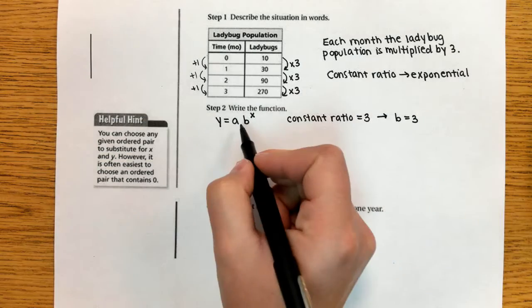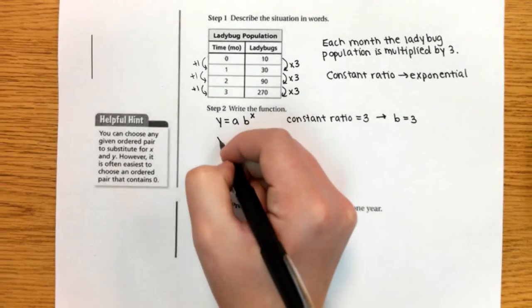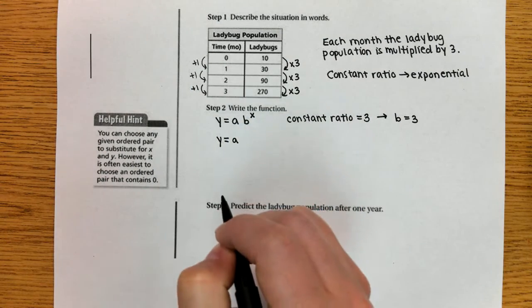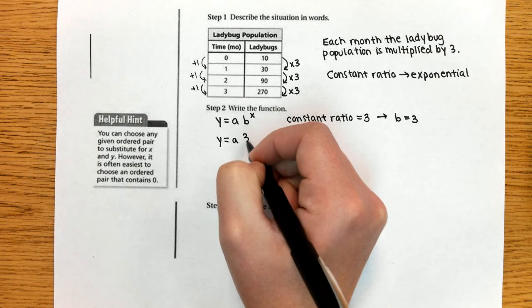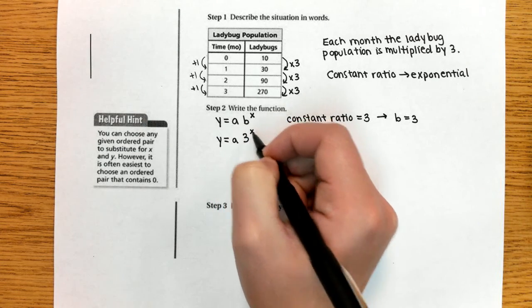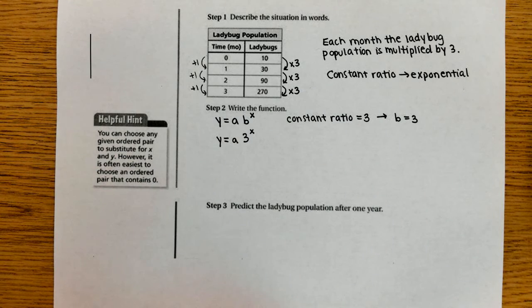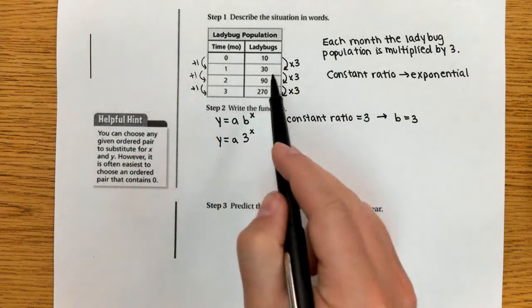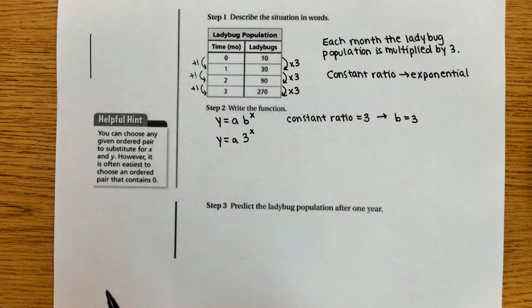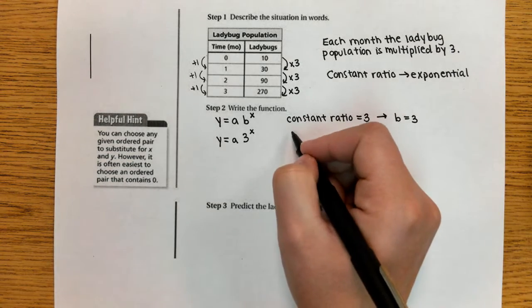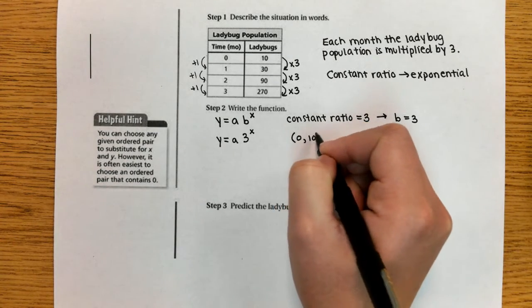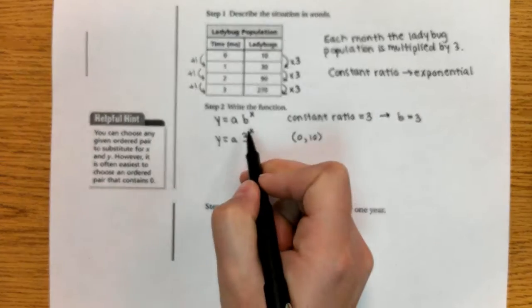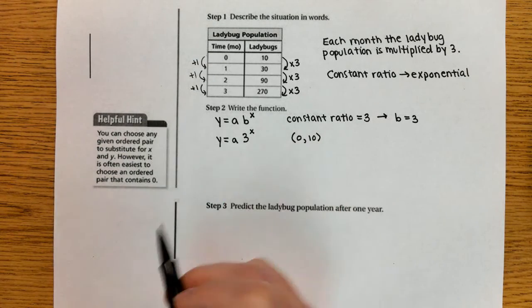So now I'm going to go ahead and substitute that in for b. So I'm going to have y equals a, and then 3 to the x power. So in order to figure out what a is, we are going to choose an ordered pair from here, substitute it in for y and x, and go ahead and figure out what a is. So we can choose any ordered pair. So I'm going to choose 0, 10, just because it's the first one. So I'm going to substitute in 0 for x and 10 for y.